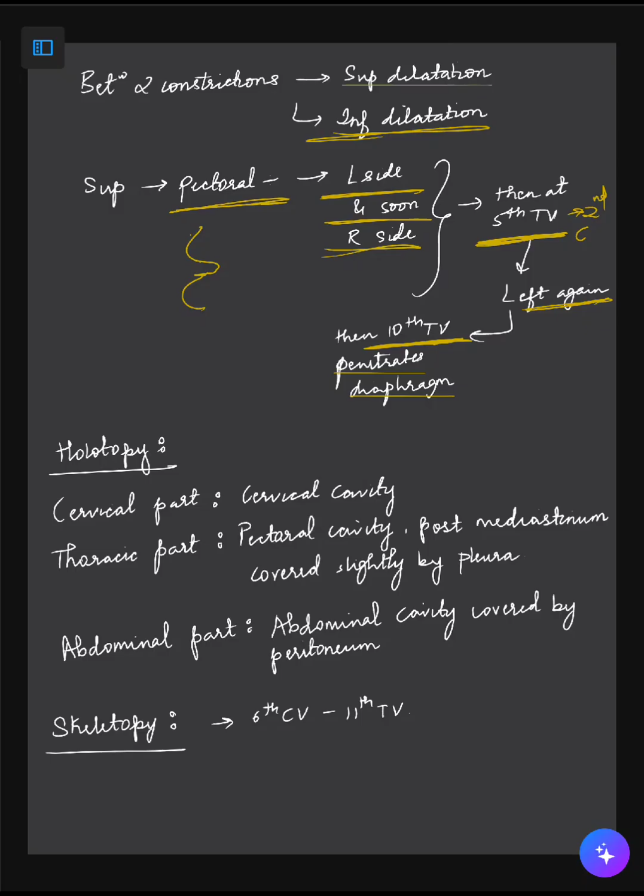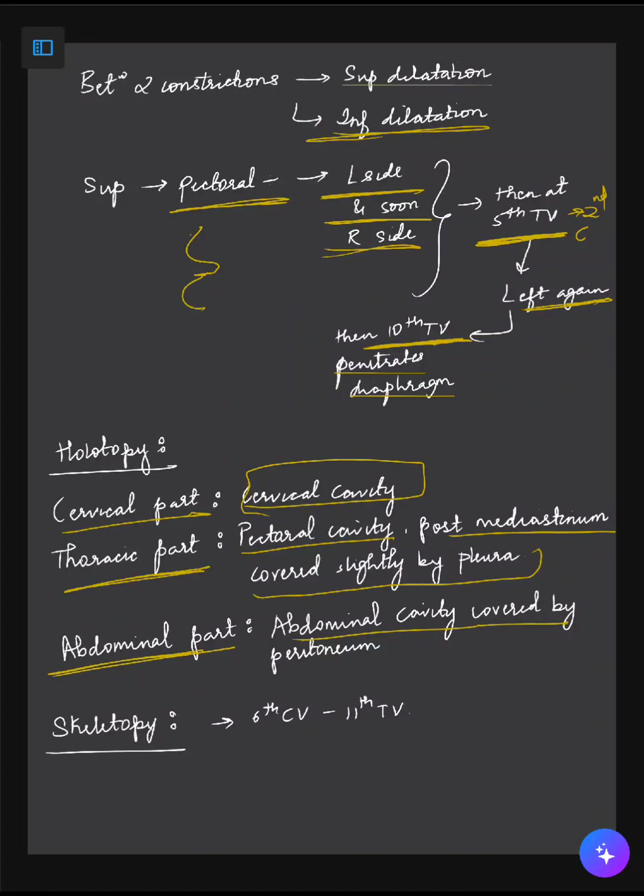Now what is the function? Conduction of food from the oral cavity to the stomach. What is the holotopy? Cervical part in the cervical cavity, thoracic part in the thoracic cavity, posterior mediastinum covered slightly by pleura, and abdominal part in the abdominal cavity covered by peritoneum. Now what is the skeletopy of this esophagus? From the 6th cervical vertebrae to the 11th thoracic vertebrae.